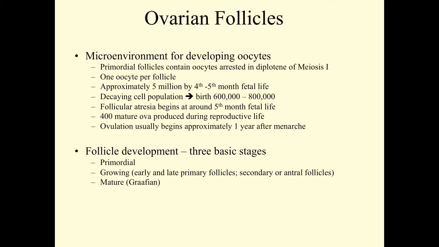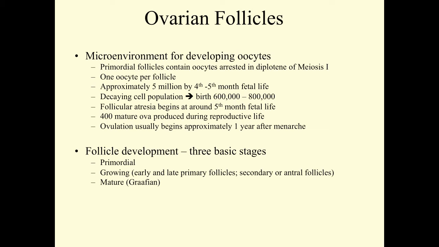There are approximately 5 million follicles that form by the 4th to 5th month of fetal life. But oocytes and ovarian follicles are essentially a decaying cell population. By birth, a baby girl has 600,000 to perhaps 800,000 follicles. Follicular atresia begins around the 5th month of fetal life.